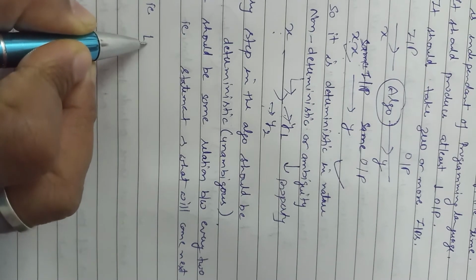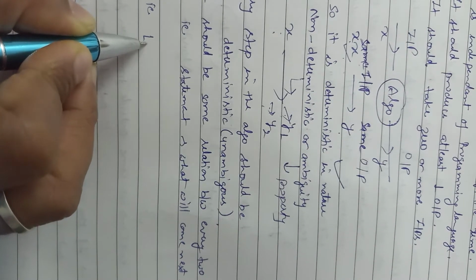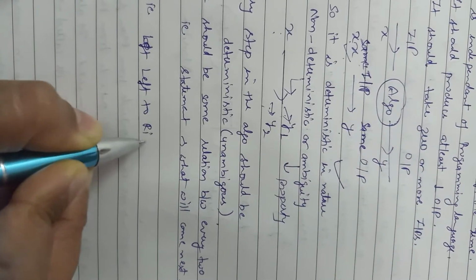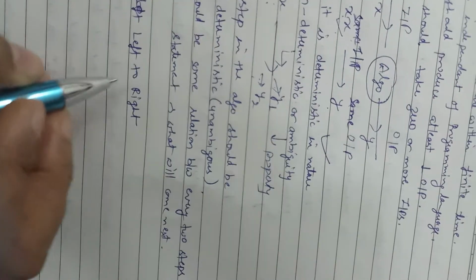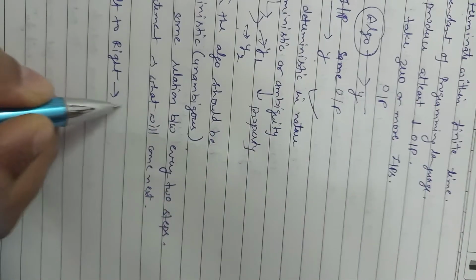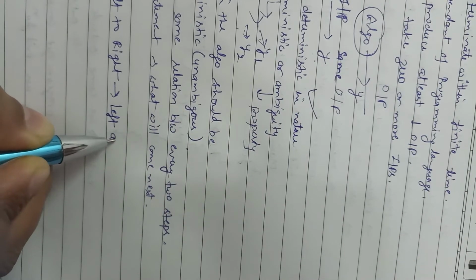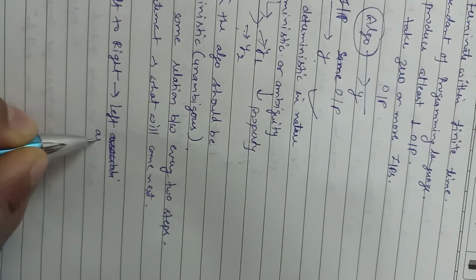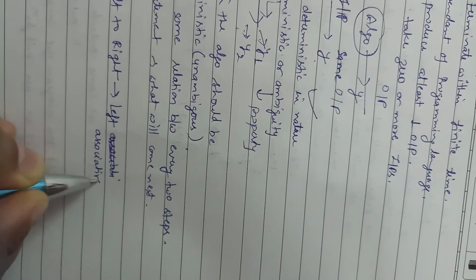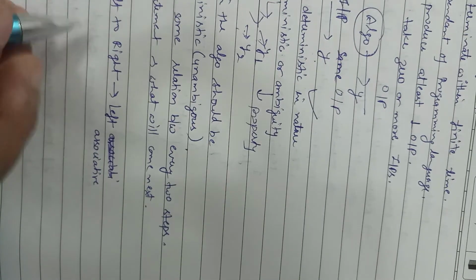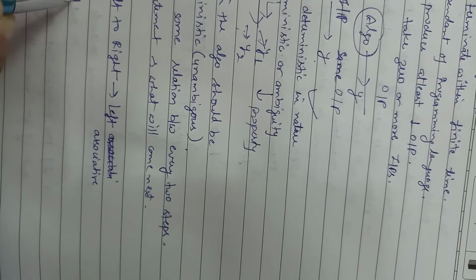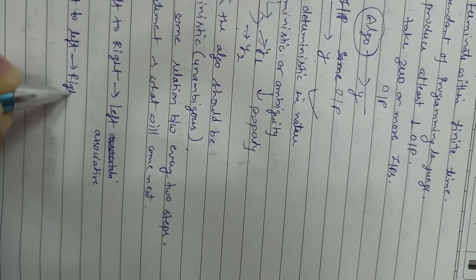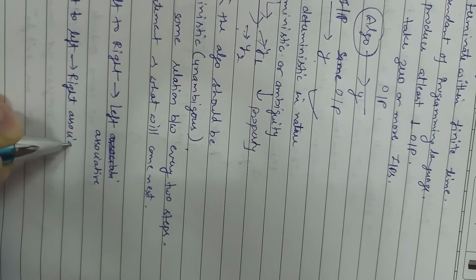Some things that are important here I'm just going to discuss. What is left to right? If we are moving left to right, then this is called left associative. Or if we are moving right to left, then this is called right associative.